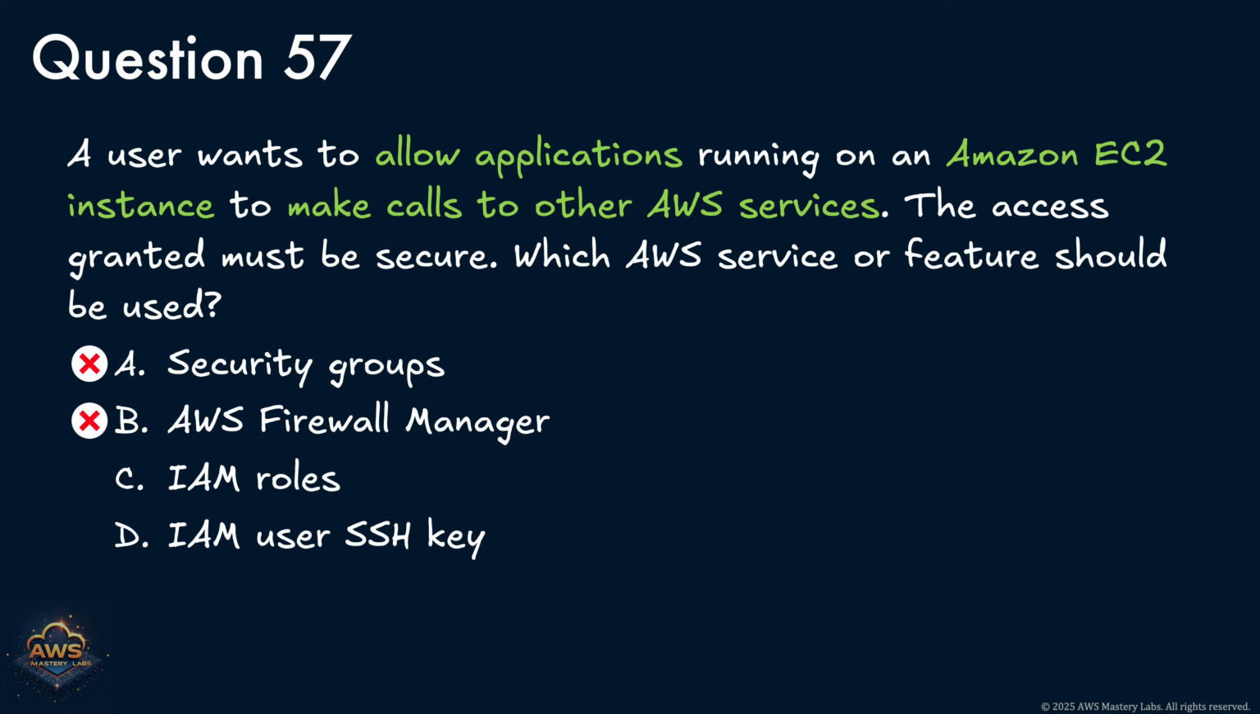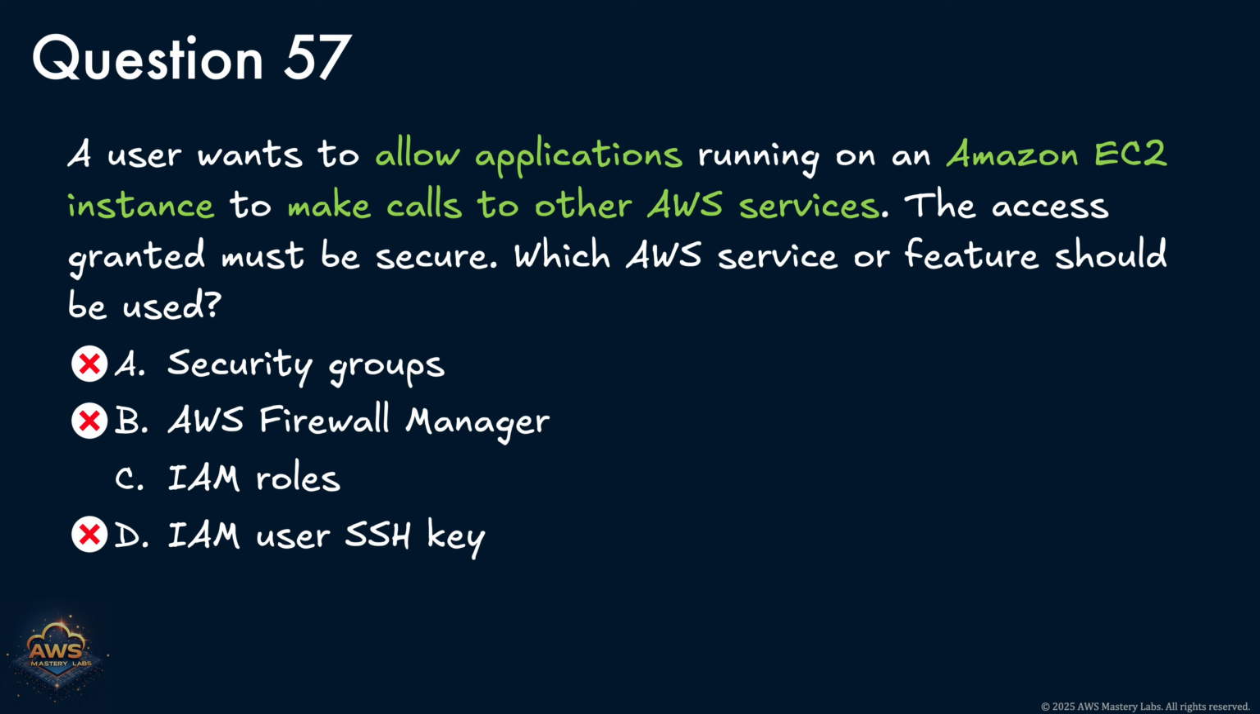Option B, AWS Firewall Manager. AWS Firewall Manager is a security management tool for managing WAF rules, Shield Advanced protections, and security groups across accounts. It is designed for policy enforcement at scale, but it does not play a role in granting application permissions to access AWS services. Incorrect, because Firewall Manager helps with centralized rule enforcement, not runtime access for applications.